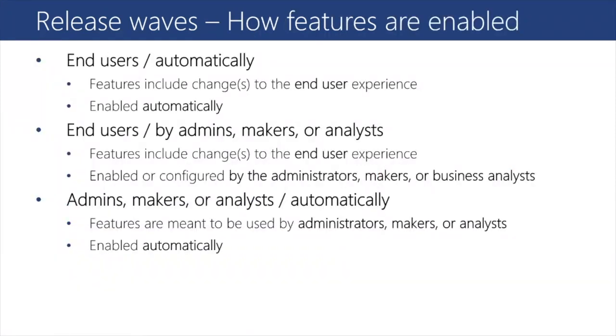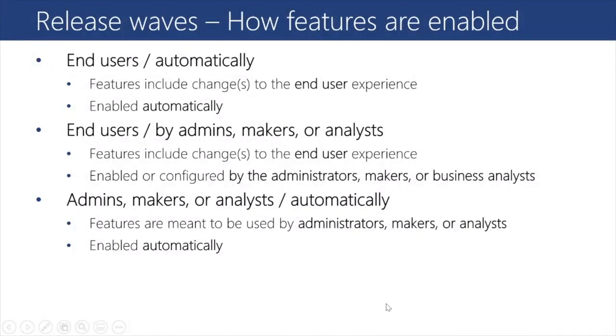As I showed you in previous slides, there are 3 different types of enabling the features. First, there are some features that are enabled automatically and they affect end users. We also have features that are enabled manually by the admins, makers, or analysts, and they are also affecting the end users. And there are also features which are only affecting admins or makers or analysts. They are not affecting end users. Those features are enabled automatically.